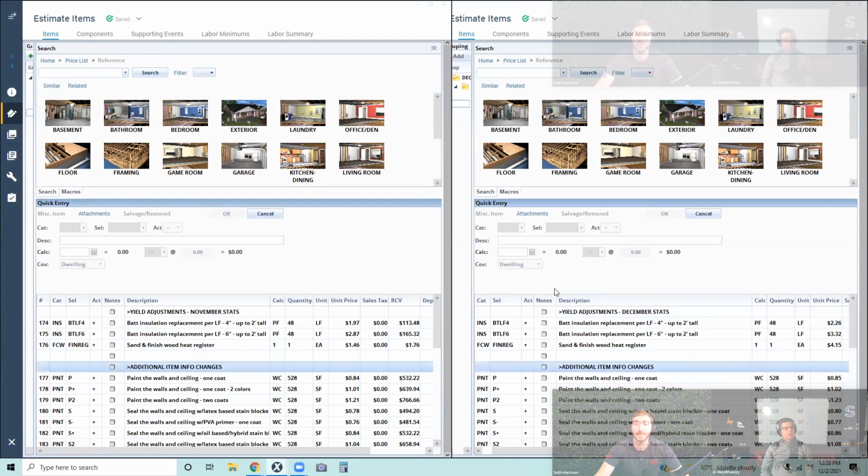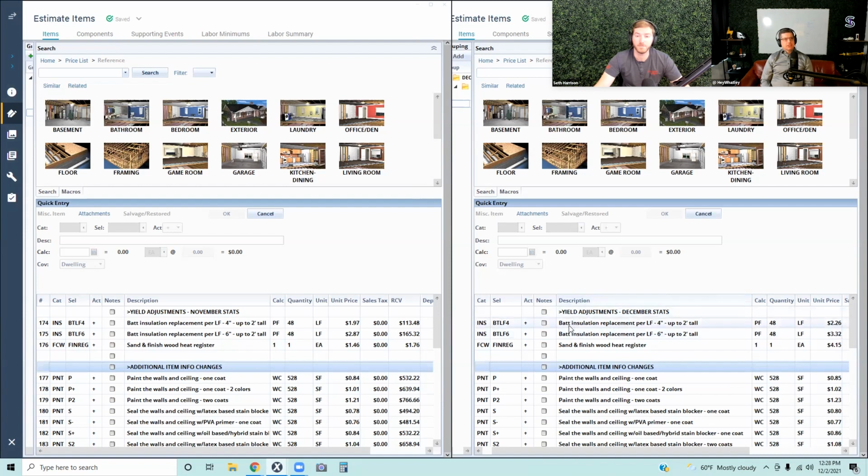Okay. Additional item info changes. So this is the big aspect of what will hit almost every repair claim, at least in some form.